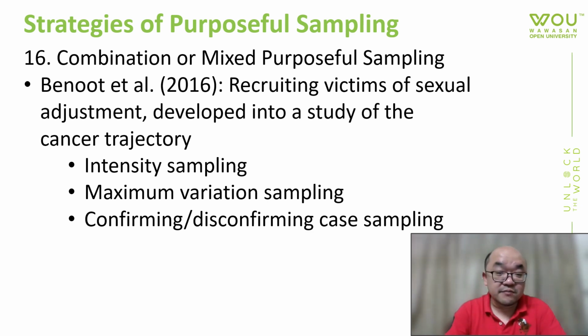Then because they found out about the cancer trajectory, they turned it into maximum variation, where they tried to get as varied a sample as possible, because now they wanted to see what was affecting cancer trajectory. Once they had the emergent pattern, they changed into confirming versus disconfirming case sampling, where they wanted to see whether the emergent pattern or emergent theory was correct, by studying whether new cases collected would confirm it. So those are the 16 strategies of purposeful sampling according to Patton 2002.